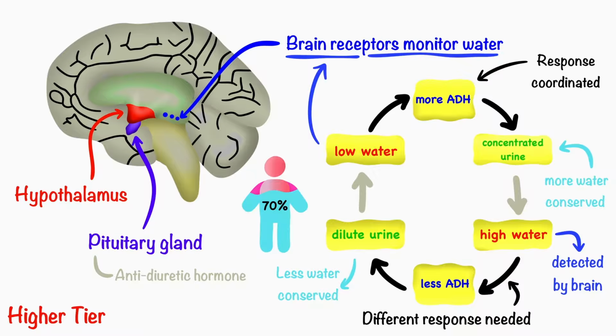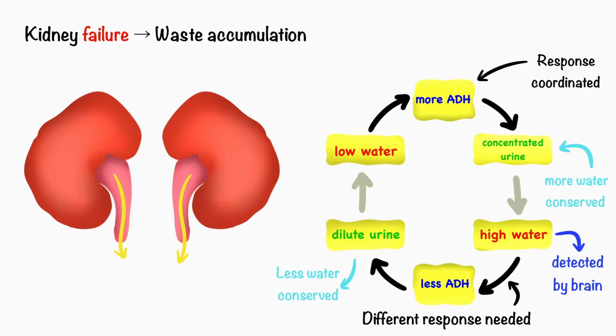This precise control mechanism allows our bodies to adapt to varying water intake and environmental conditions while maintaining a stable internal environment. What happens if the kidneys stop working properly? If someone's kidneys fail, waste products build up in their blood, and they lose the ability to control the levels of ions and water in their body. Eventually, this leads to death if not treated.